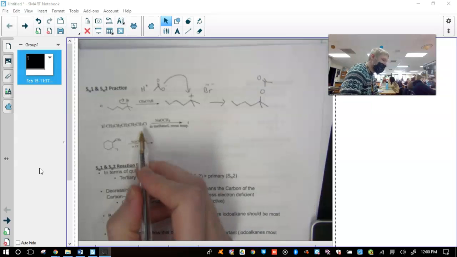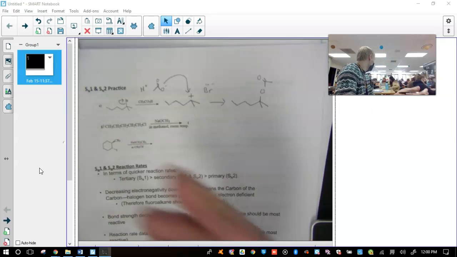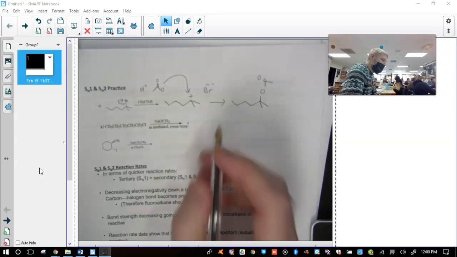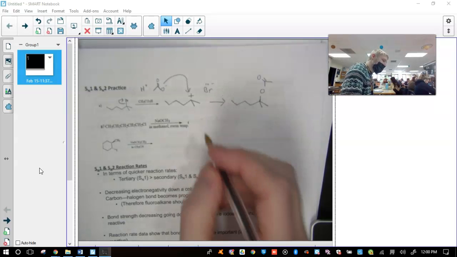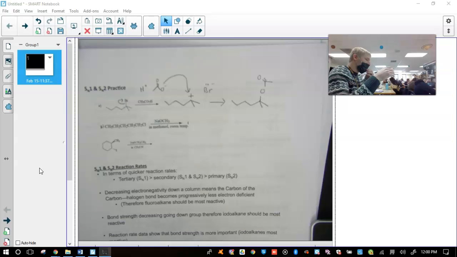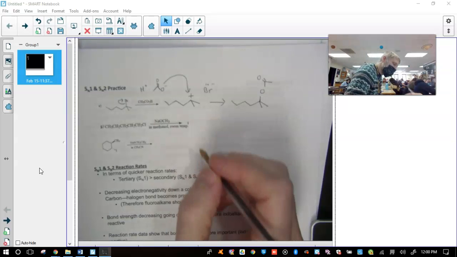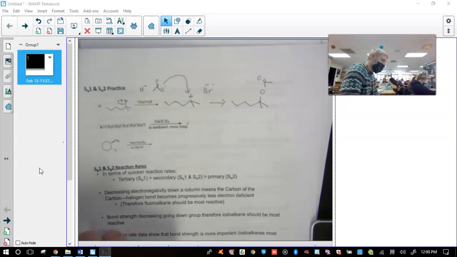All right, so here we've got a primary haloalkane, so it's got to be Sn2, which is the Newton's cradle version. And you do have a very, very temporary intermediate conformation. What happens first?